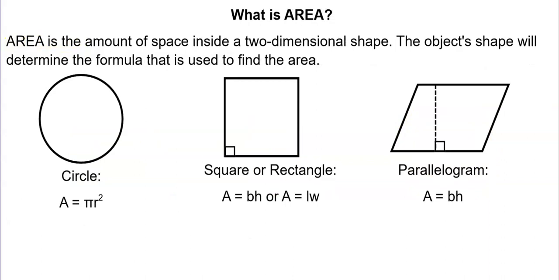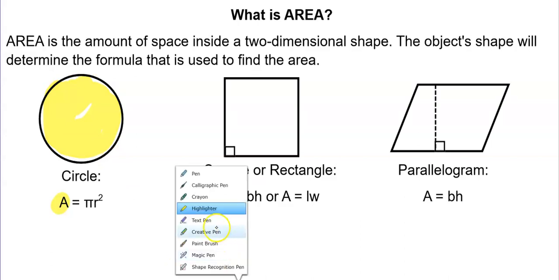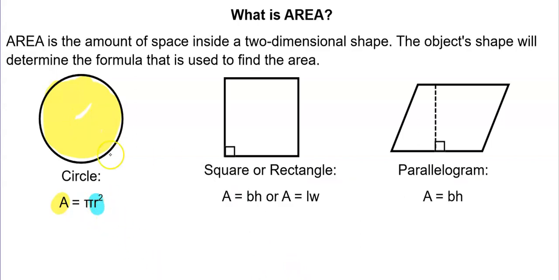So what is area? Remember, area is the amount of two-dimensional space inside of an object. We always find that with a formula. In a circle, the area is the amount of space inside the shape, and to find it, I need to know the length of the radius. The radius is this length right there. There is my radius.